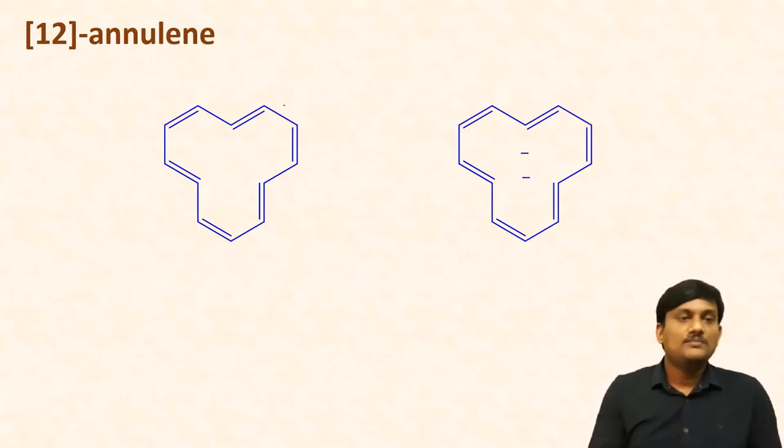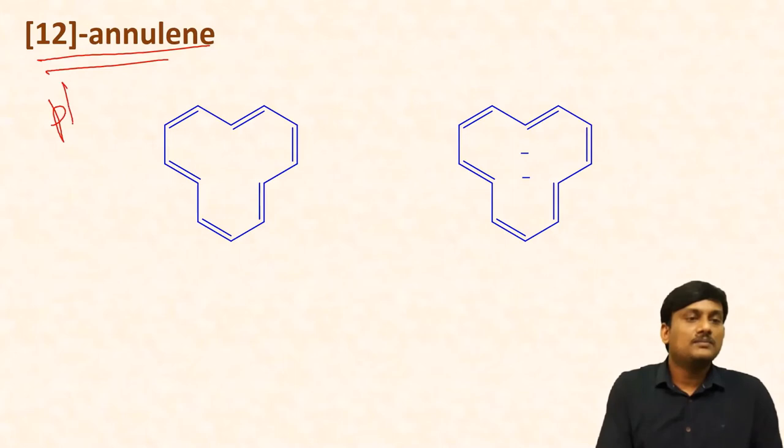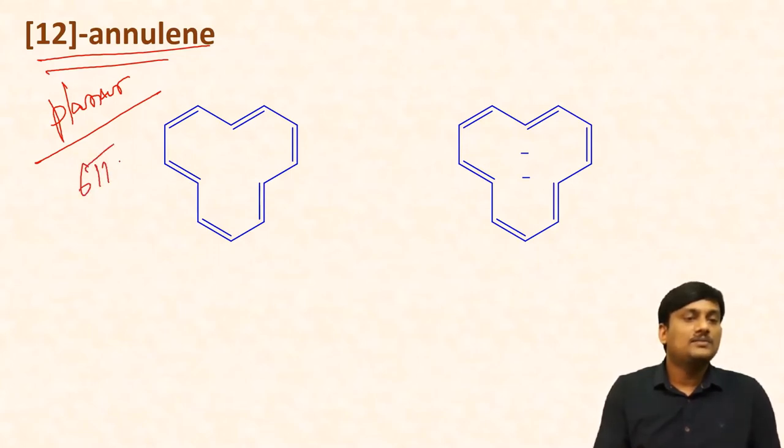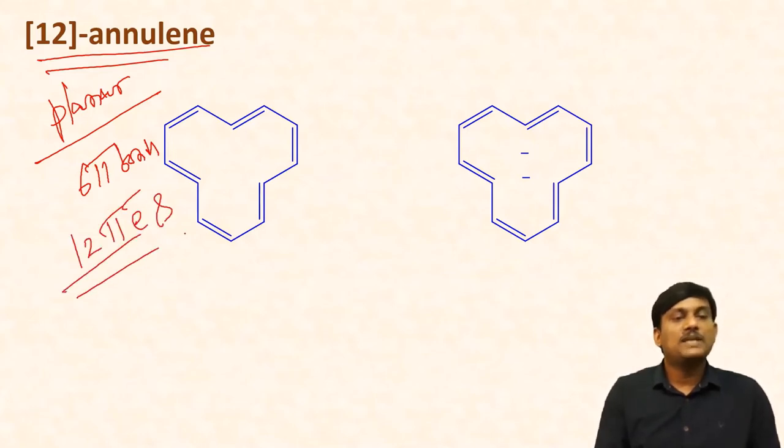12-annulene. If you take 12-annulene, this one is planar. And how many pi bonds are there? Here you have 6 pi bonds, and 6 pi bonds, and 12 pi electrons. It's a 12 pi system. A planar 12 pi system is anti-aromatic.